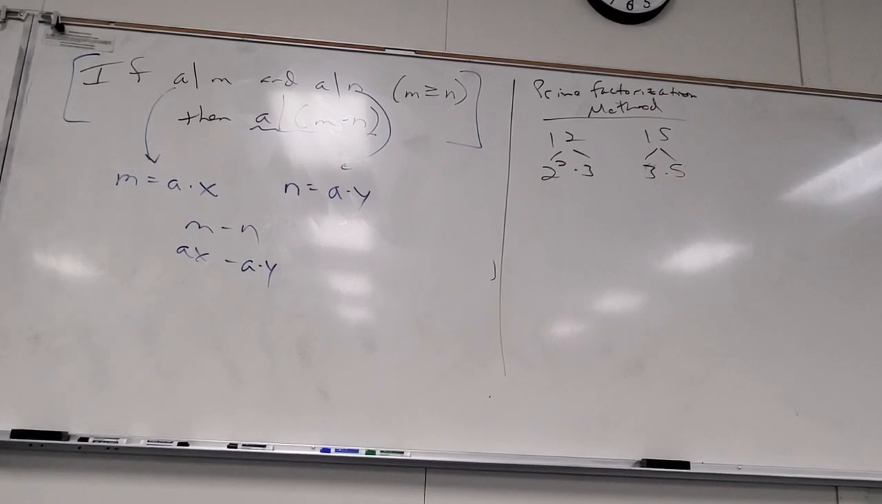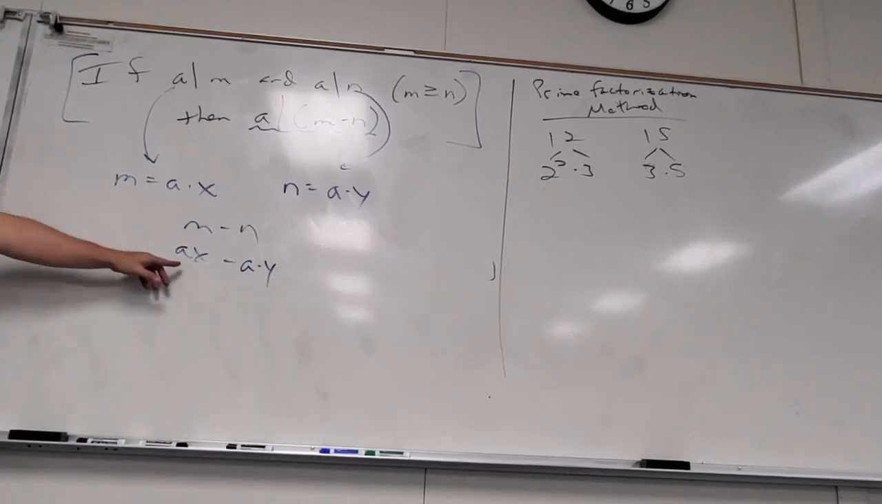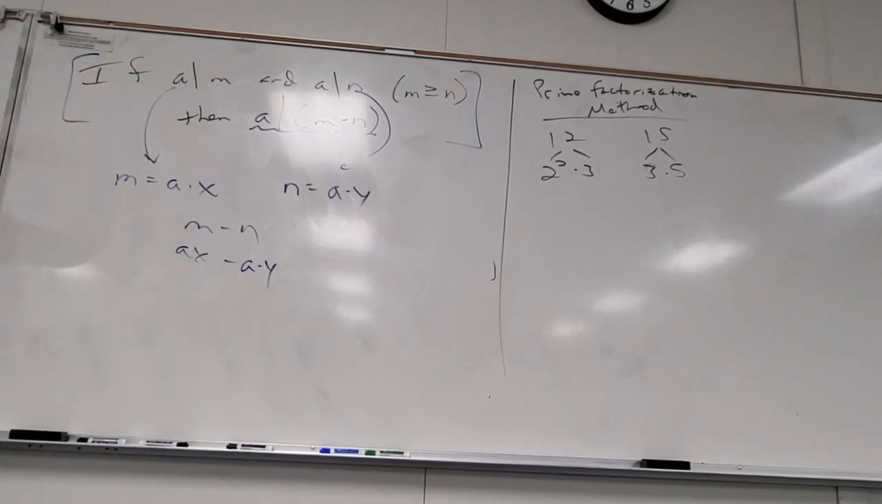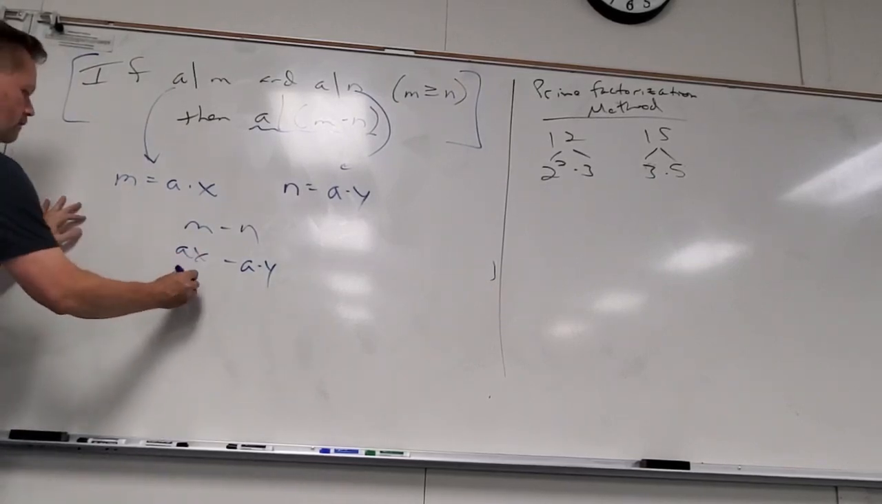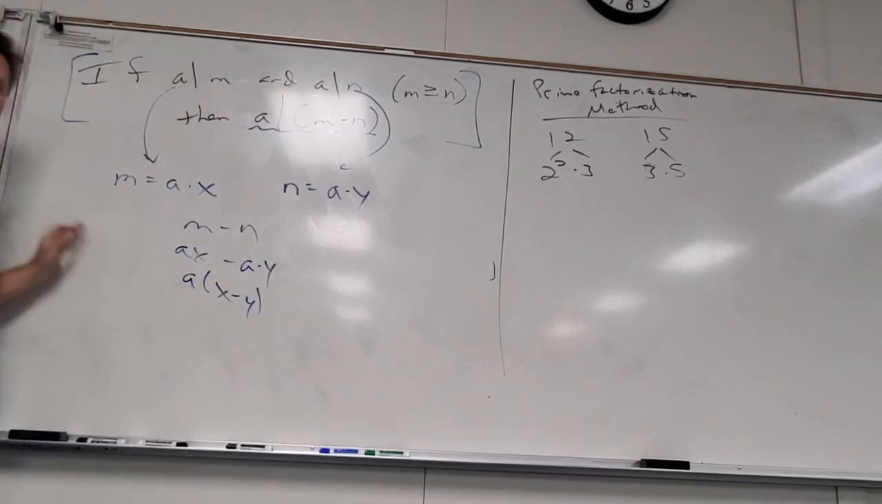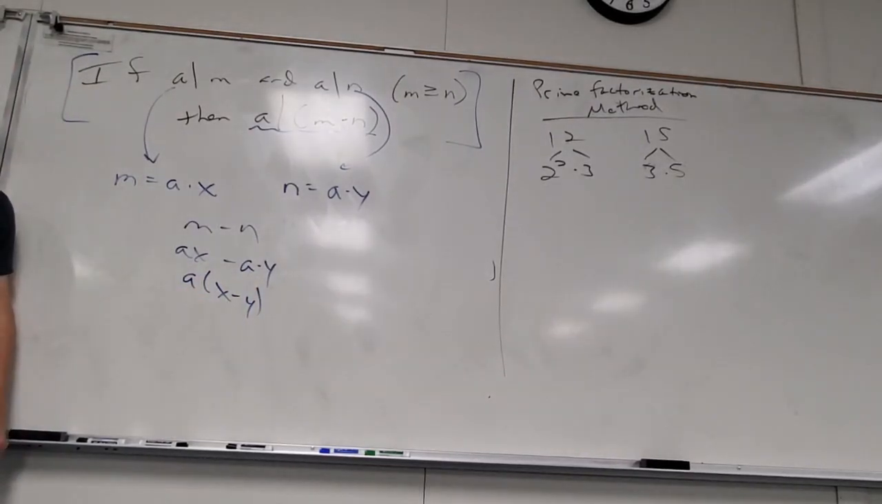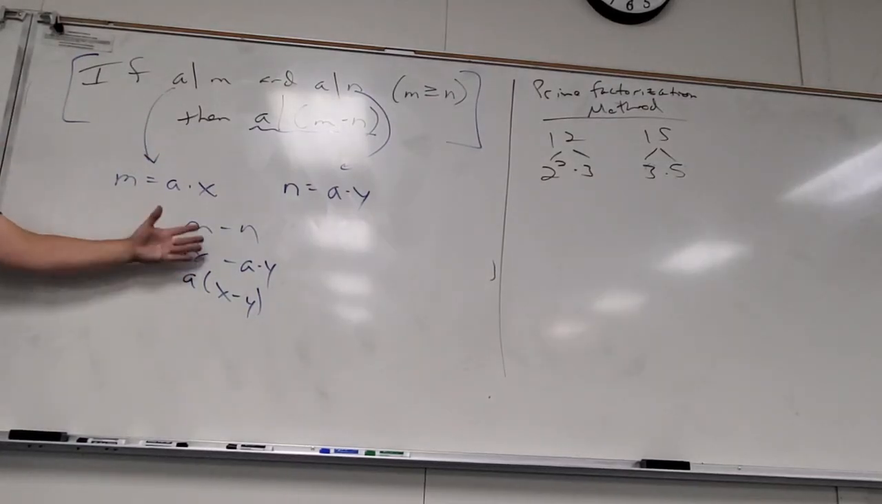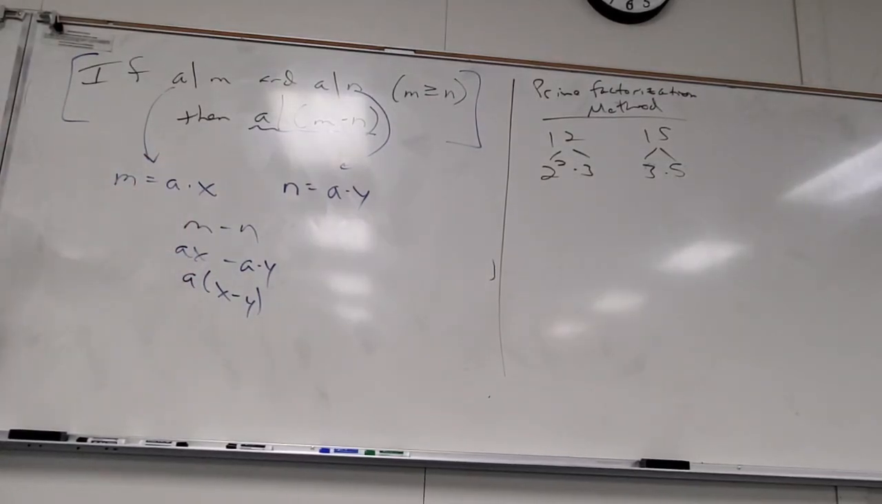Another way to say something divides something else is that it's got to be a factor of that thing, right? Why does 2 divide 12? Because 2 is a factor of 12. Is a a factor of this number? Can you take an a out? Yes. So a does divide m minus n because a is a factor of m minus n.